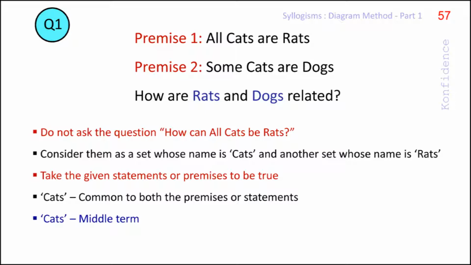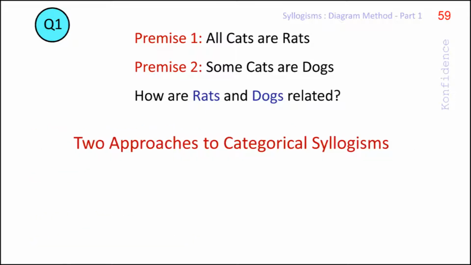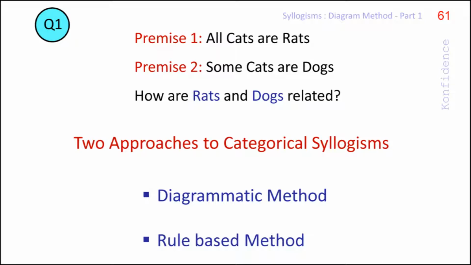Here, the category cats is called the middle term because it occurs in both the statements. Naturally, the other two, rats and dogs, are called non-middle terms. There are two standard approaches to solve categorical syllogism questions. One is a diagrammatic method and another is a rule-based method. In this discussion, we shall look at the diagrammatic approach.